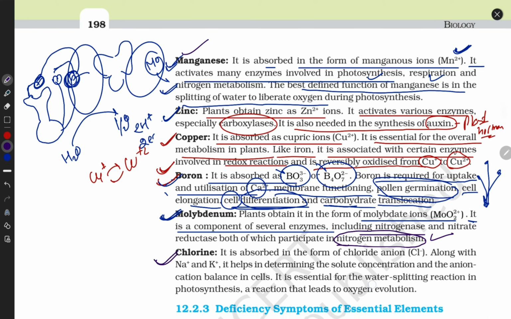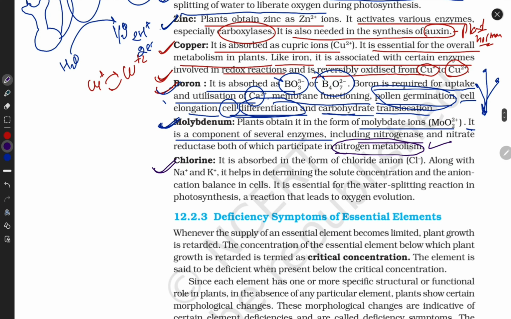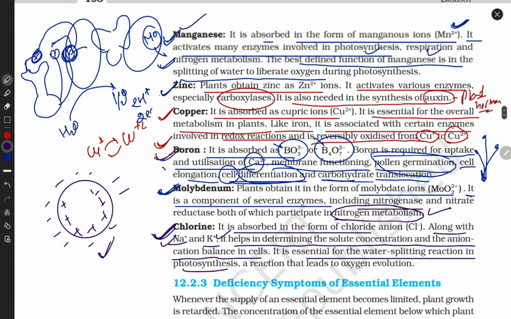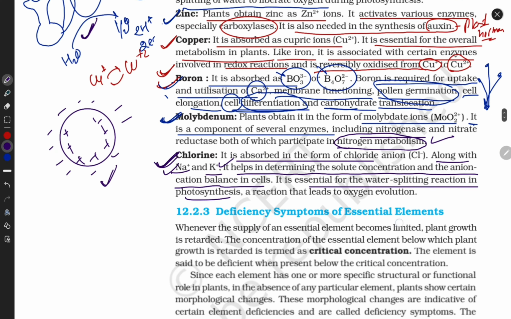Now next is chlorine. It is also useful in photosynthesis. It is absorbed in the form of chloride, guys. Yes, this is the ionic form. They are absorbed along with sodium and potassium. It determines the solute concentration and the anionic-cationic balance in the cell. This is the cell, guys. They balance the ionic and cationic balance inside and outside the cell. Sodium is helpful, potassium is helpful, and chlorine is helpful for maintaining this gradient. It is essential for the water splitting reaction in photosynthesis. Again, as I told you, they take part in this reaction.